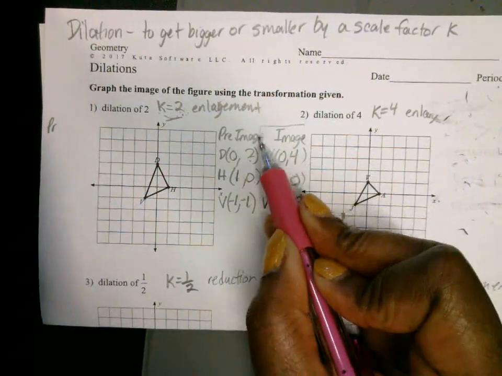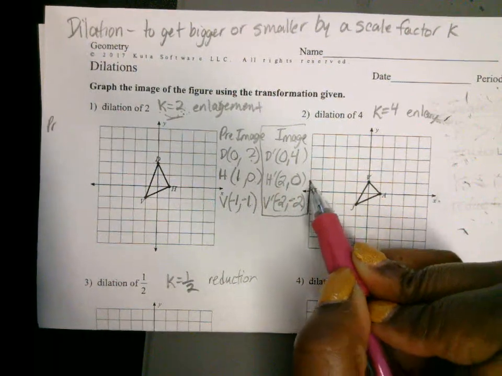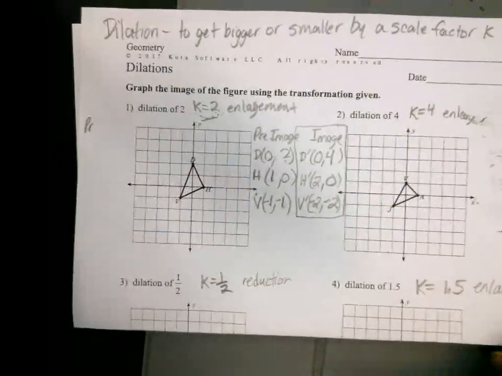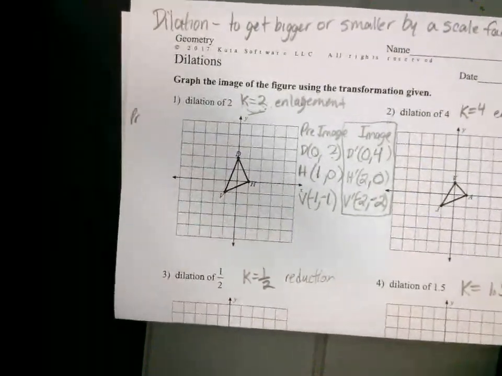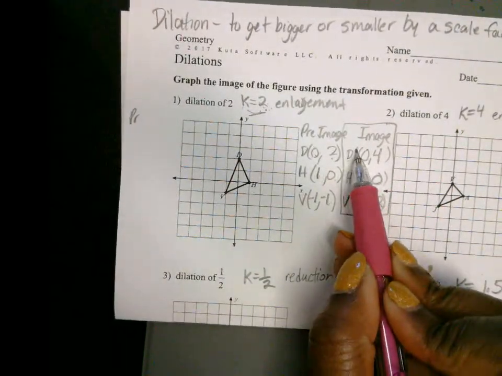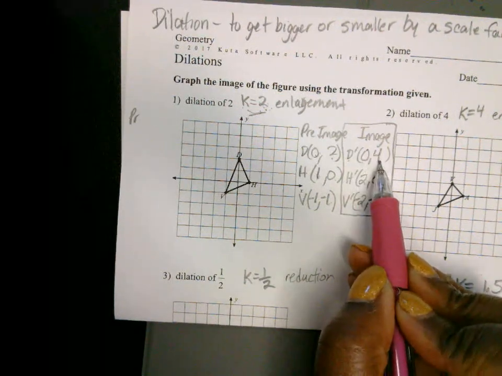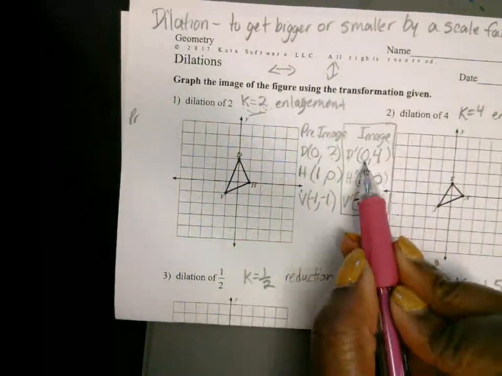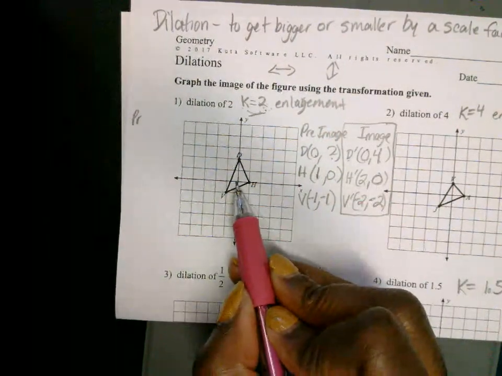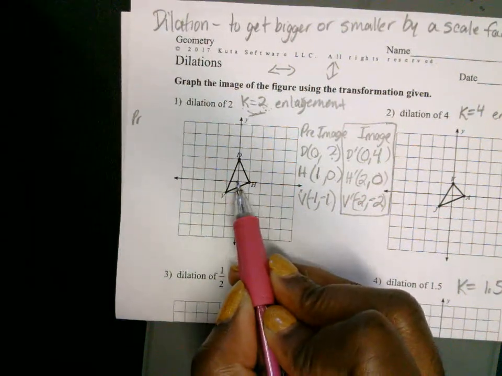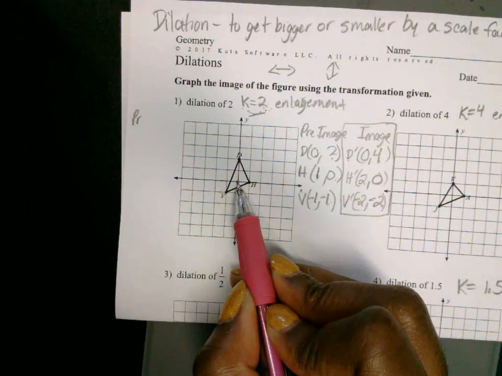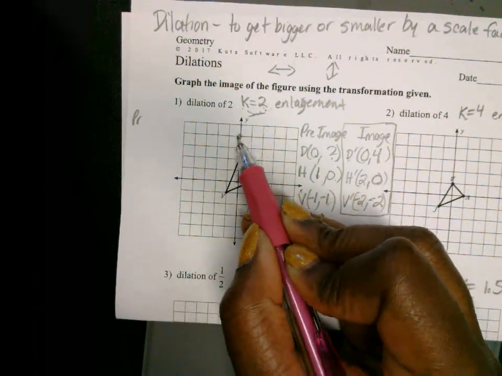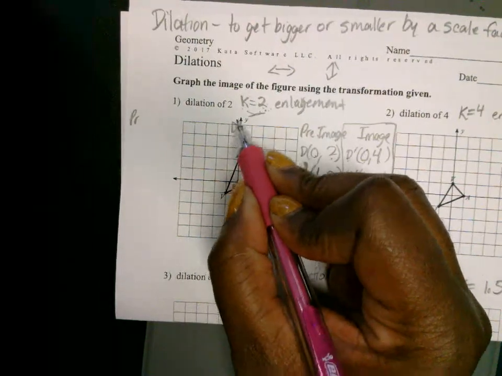Now I can graph these points. If you're struggling with graphing, please watch me do this. We're going to do D prime, 0 and 4. Remember, left, right first, up, down second. First number is 0, so start here. You don't go to the left or to the right, so you're right here. 4, positive 4, so that's up. 1, 2, 3, 4. This is my new location for D, D prime.